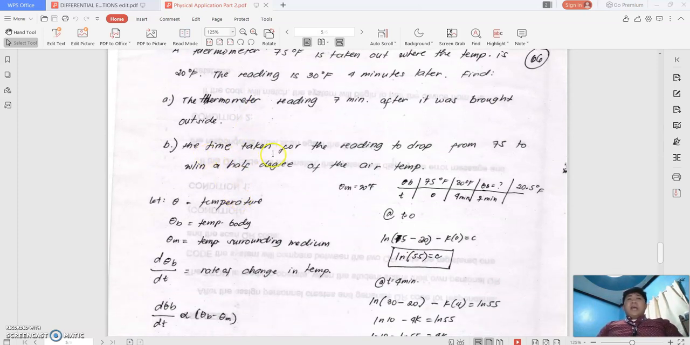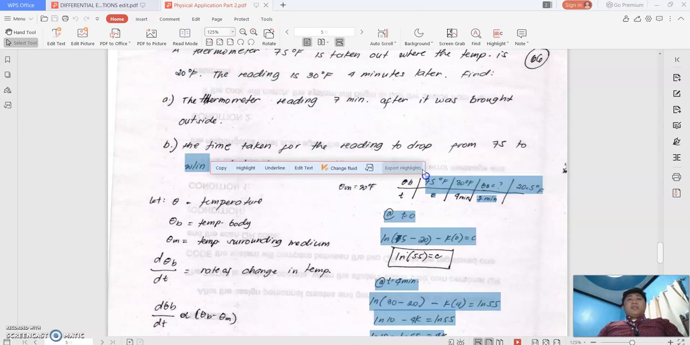And also, the time taken for the reading to drop from 75 degrees Fahrenheit to within a half degree of the air temperature. Air temperature is the temperature of the surrounding medium. A half degree: half of 1 degree is 0.5. Since the air temperature is 20, that is 20.5. Okay? So that's why it is 20.5.